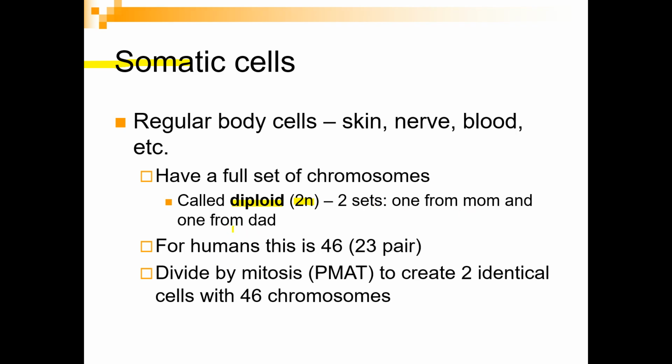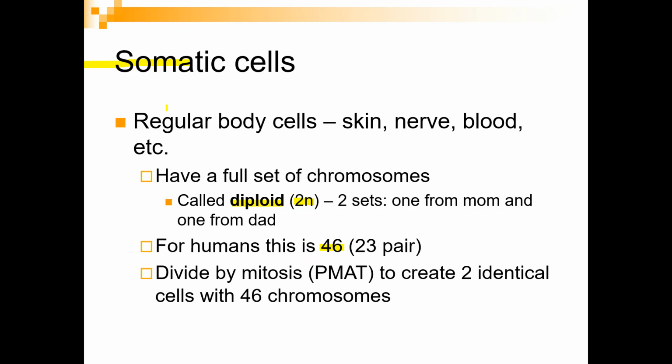And so for us as humans, our diploid chromosome number is 46, or 23 pairs. So we have two of each chromosome. They are numbered 1 through 23. We have two number 1s, two number 2s, two number 3s, two number 15s, two number 20s, and so on. The way we get our normal chromosome number of 46 is by getting 23 from mom and 23 from dad. Now, our somatic cells, or our body cells, have this full chromosome count.